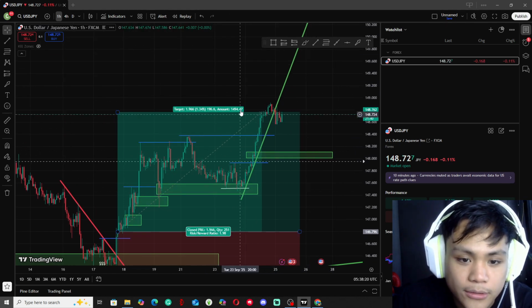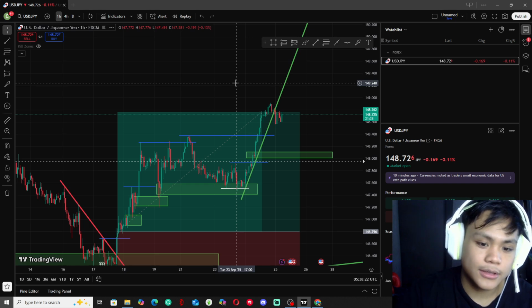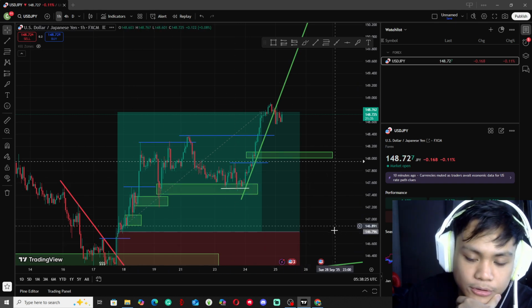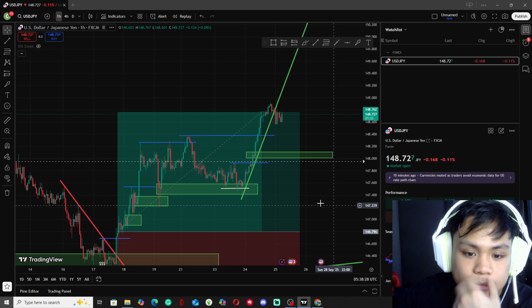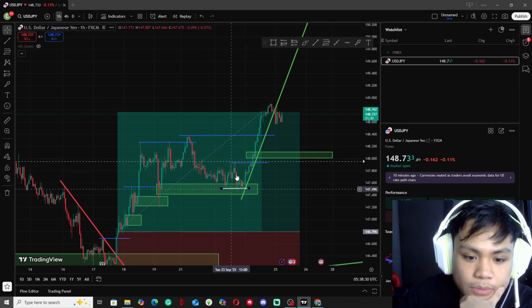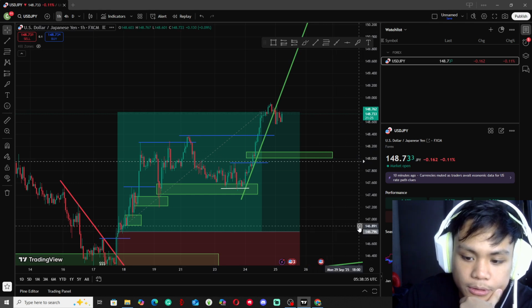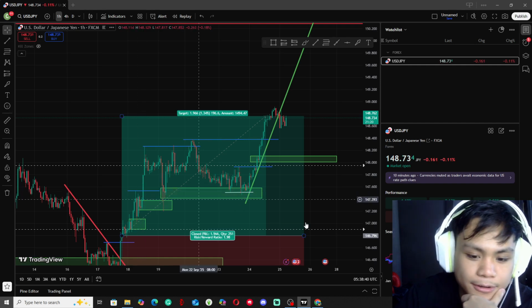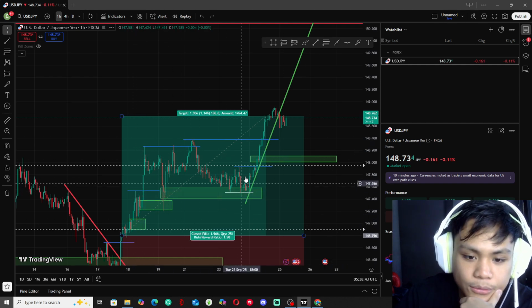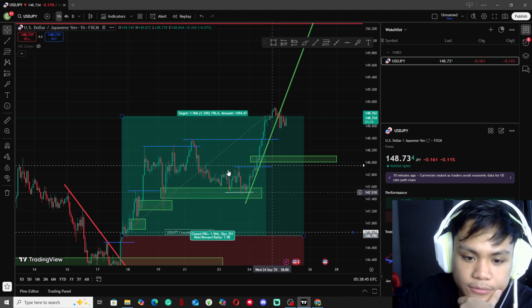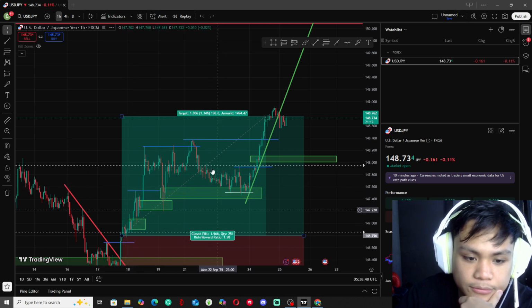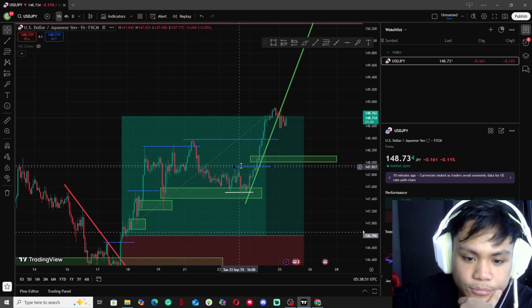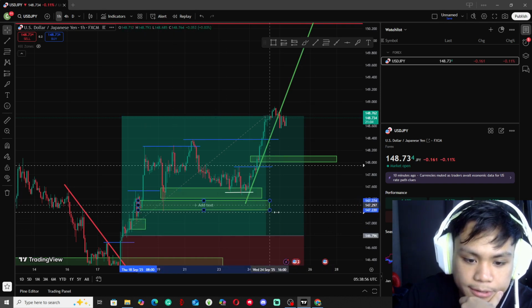So I'm risking $40. Once I saw a break of structure, I put it to break even right here. Then once I saw this double bottom, I put my mark over here. From break even, we see a break of structure right here. It went down, break of structure right here, so I put it to break even. Then double bottom, liquidity sweep. I put my stop loss below this demand zone right here.